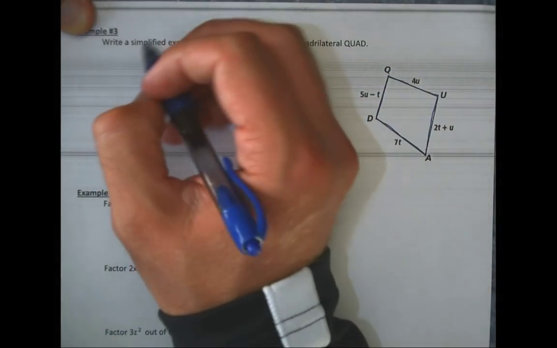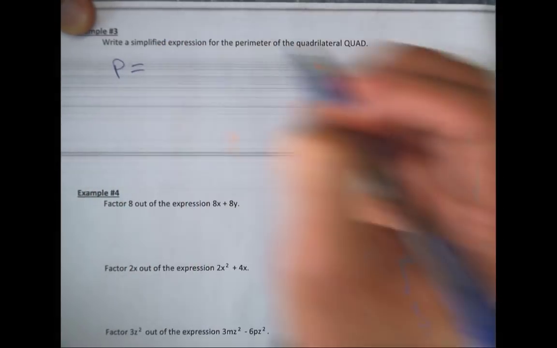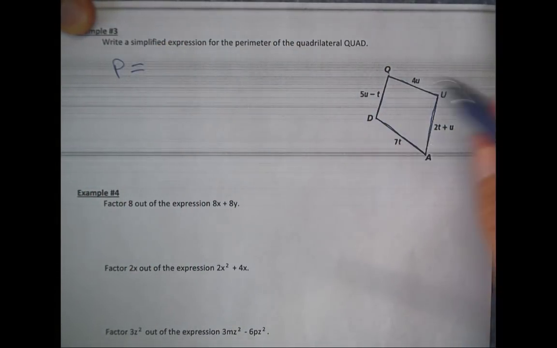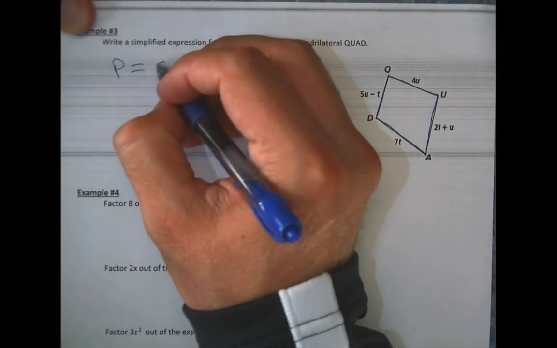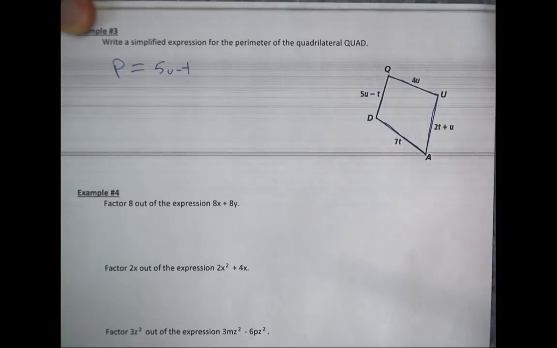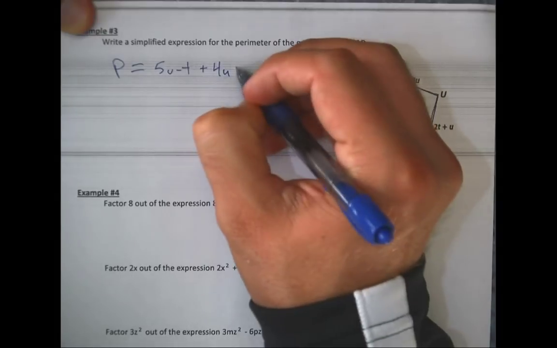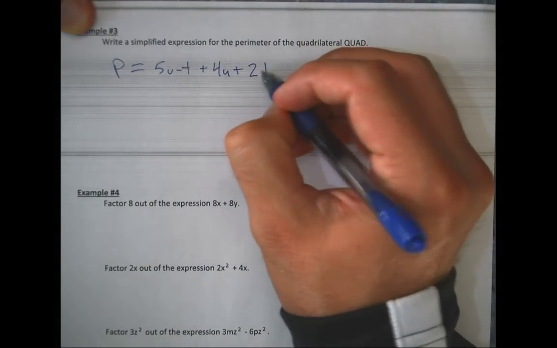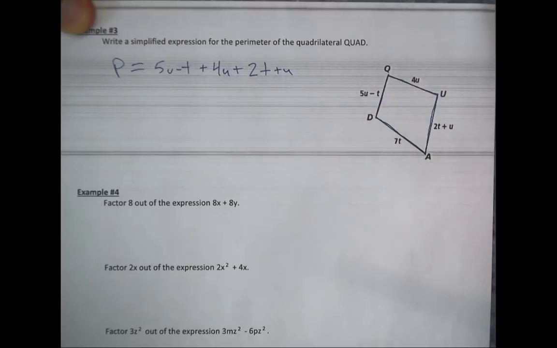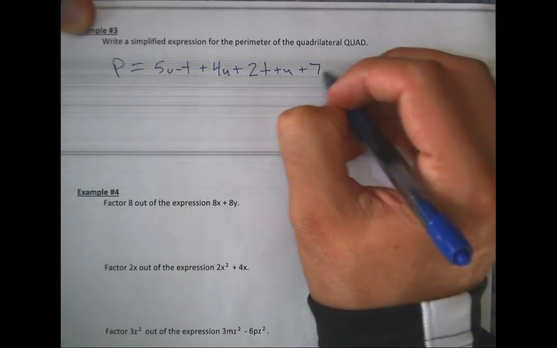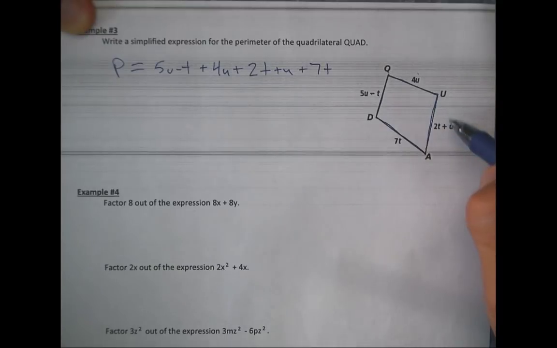So perimeter equals this plus this plus this plus this, in any order. We've talked about addition being commutative. That's the property that represents commutative addition. You can add them up in any order. Okay, so I'm just going to start with 5u minus t plus 4u plus 2t plus u plus 7t. Okay, so I've added up all four sides.